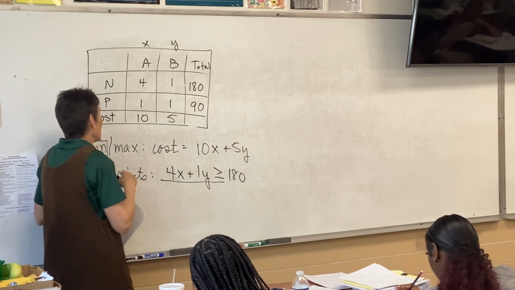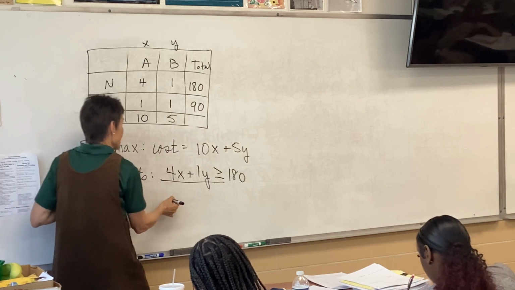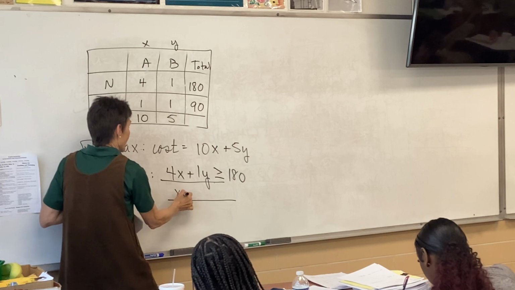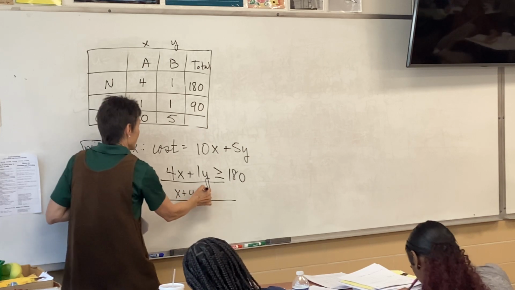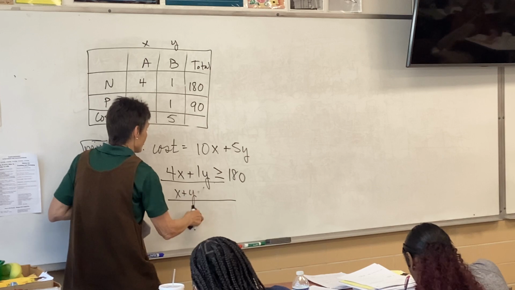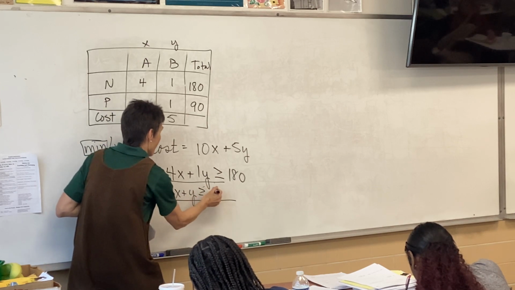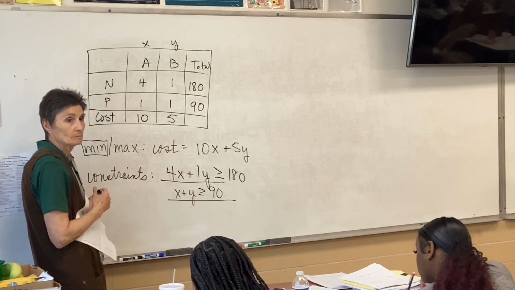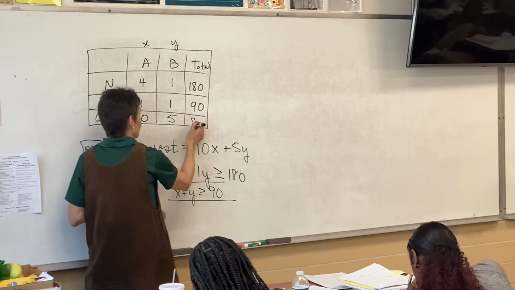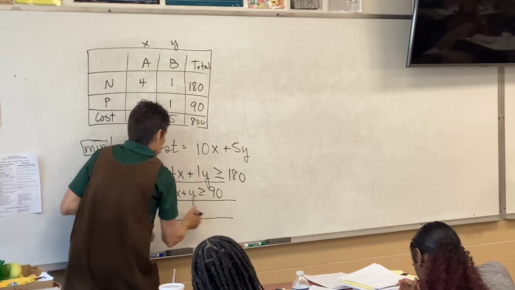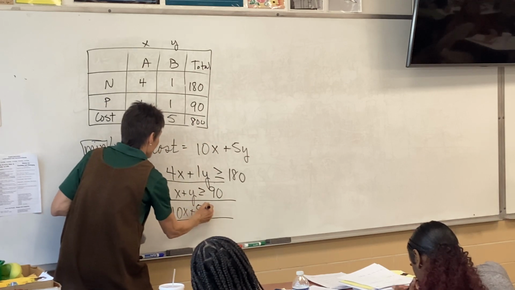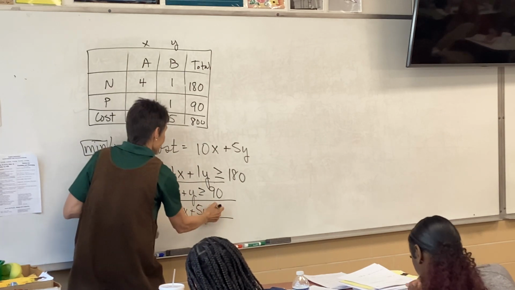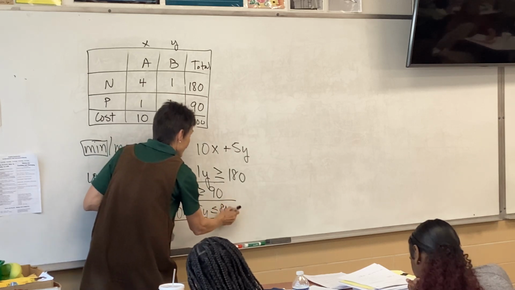Got it? Now what about, can we write a P equation? Can you do the same thing? Another constraint is this one, which is X plus Y is greater than or equal to 90. And I'm going to go ahead and throw this one in. Whatever I spend on fertilizer, which is going to be 10X plus 5Y, has to be less than or equal to 800. Agreed?